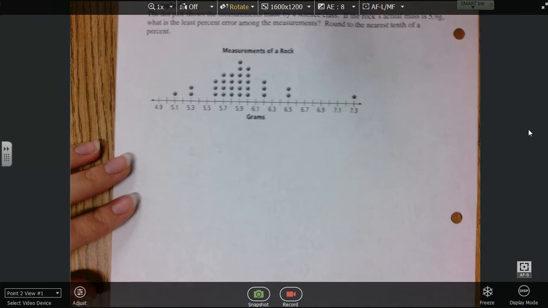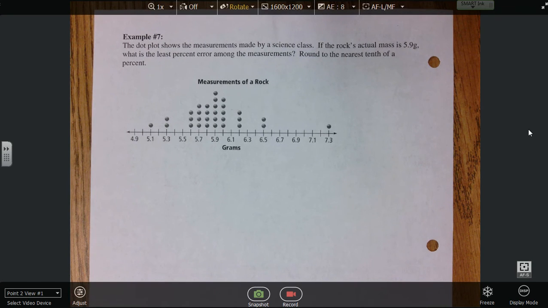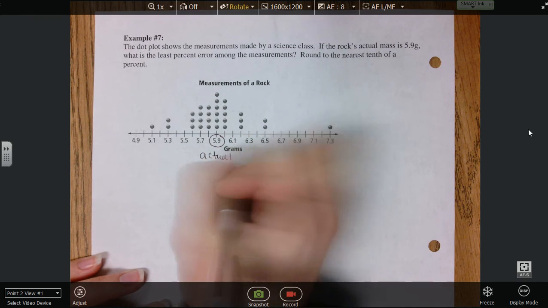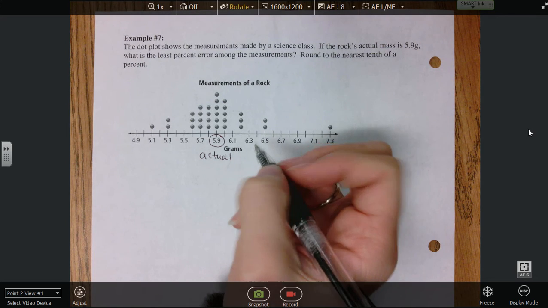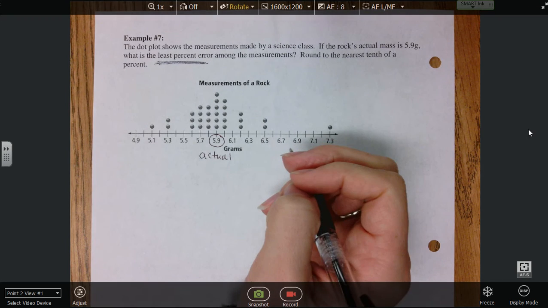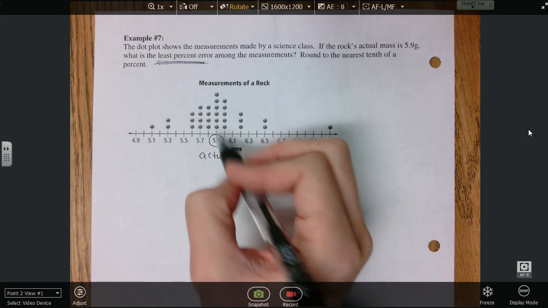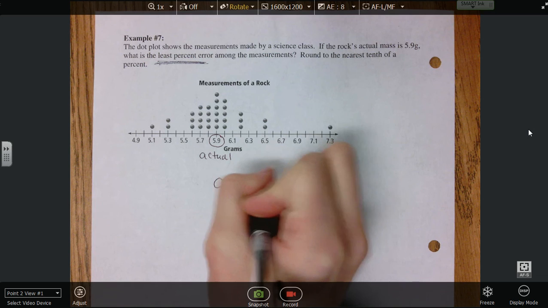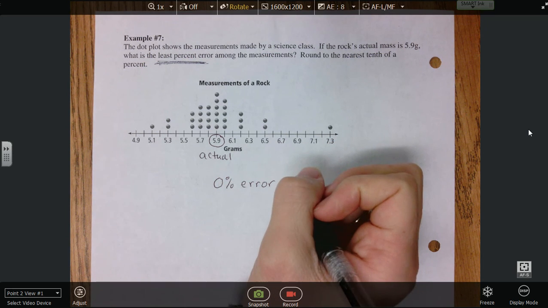For the last one, number 7, it says that the dot plot shows the measurements made by a science class. If the rock's actual mass is 5 9/10 grams, what is the least percent error among the measurements? Round to the nearest tenth of a percent. Well, the actual is 5 9/10, which means there were a number of people that were actually correct. So instead of saying greatest percent error, they're now saying the least percent error. So who was the closest? Well, all of these people did actually say 5 9/10, so this would be a 0% error. That means that those people were 100% accurate.